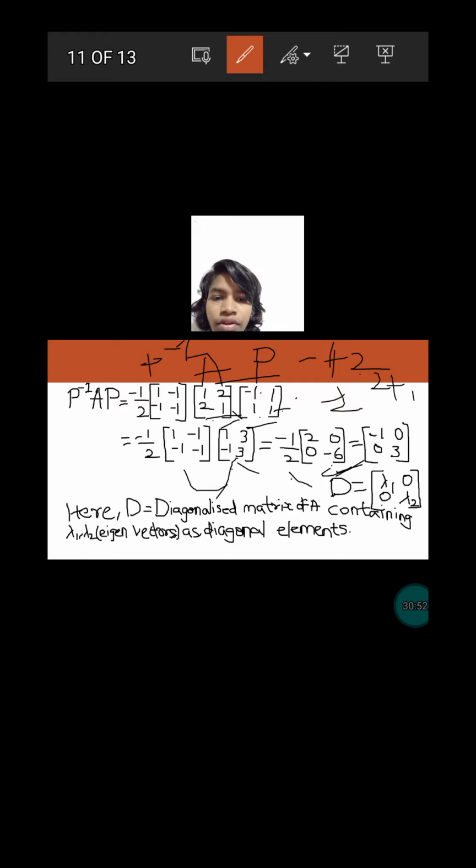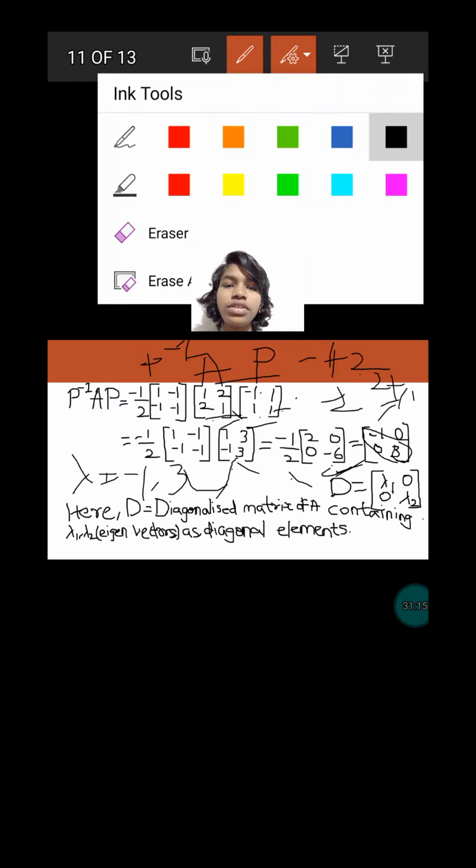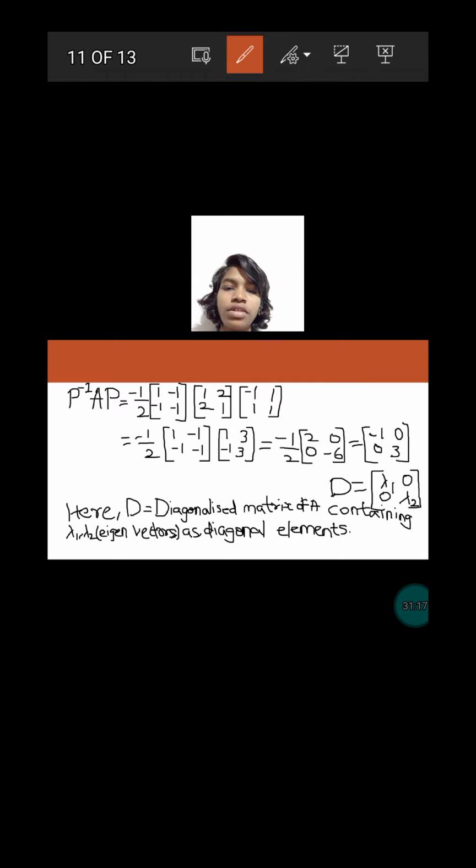Here we know that we have eigenvalues, they are -1 and 3. This matrix is a diagonal matrix, right? Except the principal diagonal elements, the rest of the elements are zeros. And here the diagonal elements are the eigenvalues, lambda 1, lambda 2. Hence, this matrix is called the diagonalized matrix of A.